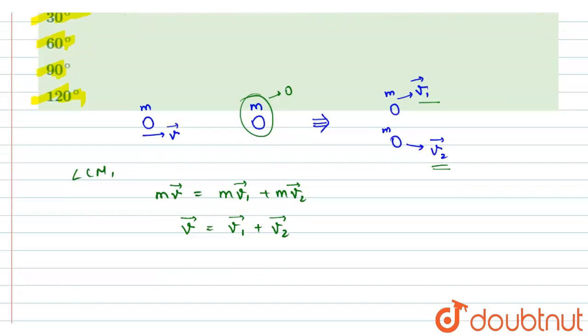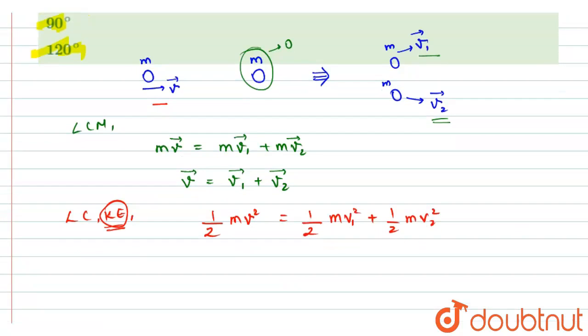Next we have the law of conservation of kinetic energy. Here we are using the kinetic energy rule, so we have to deal with magnitudes only. The initial kinetic energy will be half m v square for this body, and the kinetic energy of the other body would be 0 again. This will be equal to half m v1 square plus half m v2 square. From here we can cancel out the half m factor from the terms, and we will get v square equals v1 square plus v2 square.